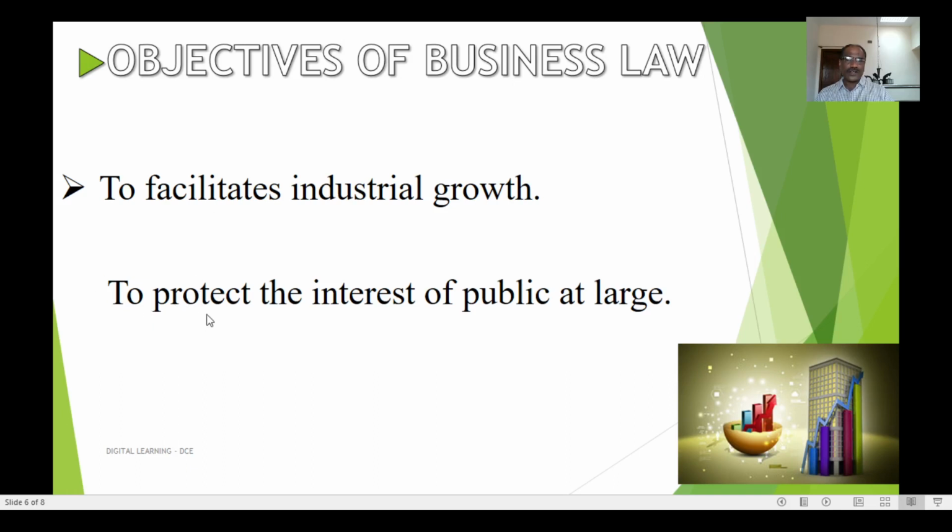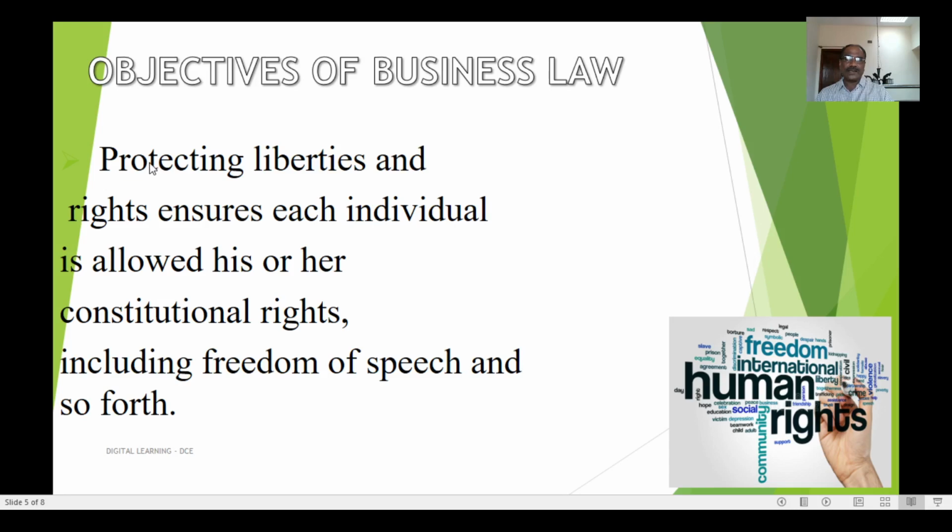So the protection of the interest of the public is very important to the nation. That is possible with some acts and some laws, and among those laws the business law also helps a lot in the protection of the interest of the public at large. There is great protection for the people in society, and that is possible with the help of business laws. So these are the objectives of business laws.